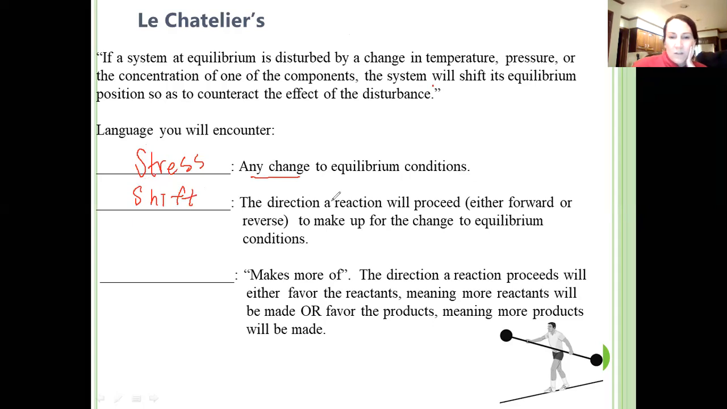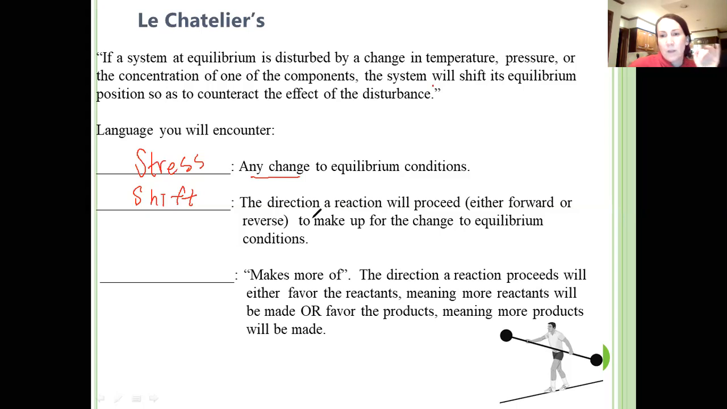All right, next you're gonna have the word shift. The direction a reaction will proceed, either forward or reverse, to make up for the change in equilibrium. So I'm going to talk about stress, and I'm going to say, okay, based on that stress, the reaction shifts to the right or to the left. When it's going forward, the reaction is shifting to the right, and when it's going in the reverse direction, it's shifting to the left. So you're just going to write, we could write forward or reverse, but it's easier to write right or left.